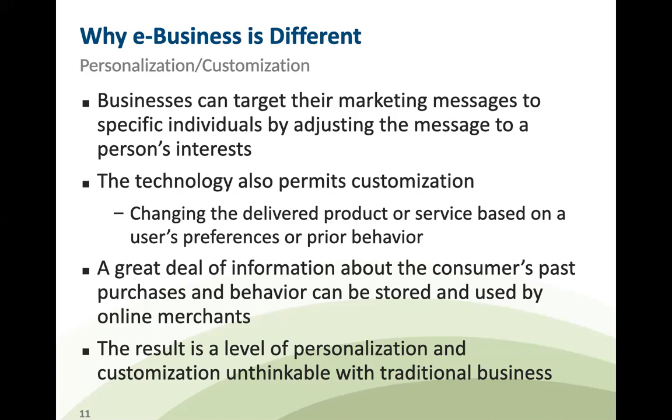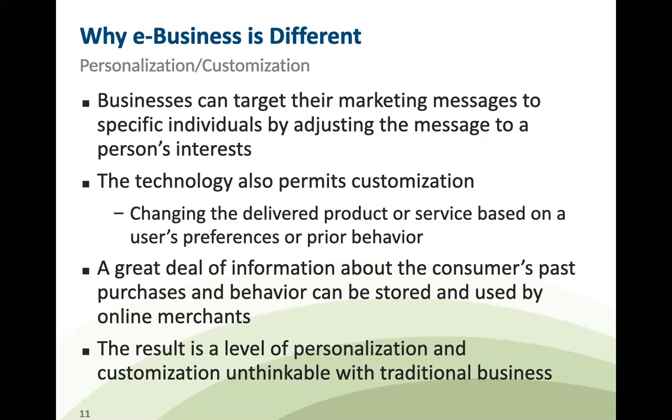The technology also permits customization, changing the delivered product or service based on a user's preferences or prior behavior. So basically, before purchasing a product, you can actually customize it, right? Because in most online businesses, the products will be produced once the order is placed, right? So as a result, you can customize according to your preferences. And also after getting the products delivered, the products and services can be changed according to the user's preferences or prior behavior.